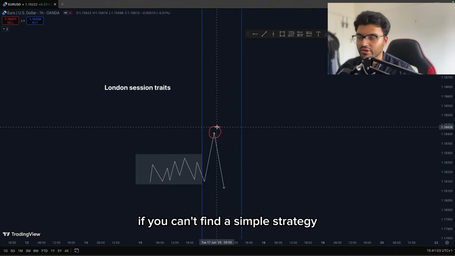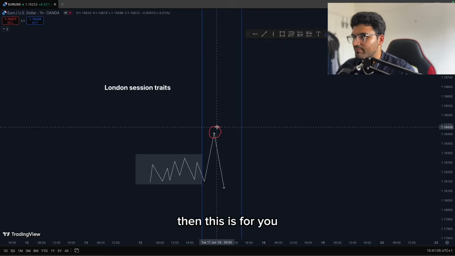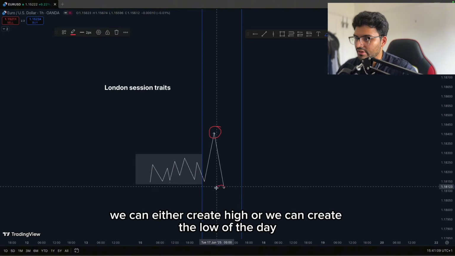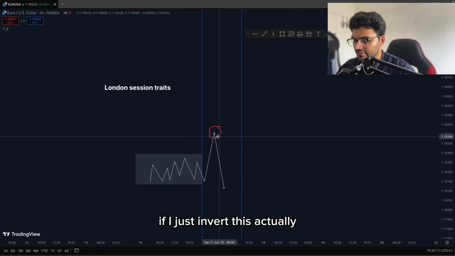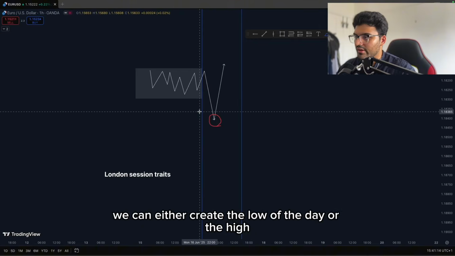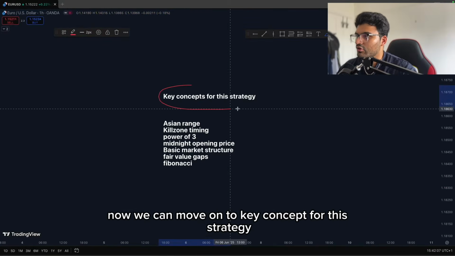If you're scrambling around, if you can't find a simple strategy, then this is for you. We can either create the high or the low of the day. If I just invert this actually, we can either create the low of the day or the high. Now we can move on to key concepts for the strategy.